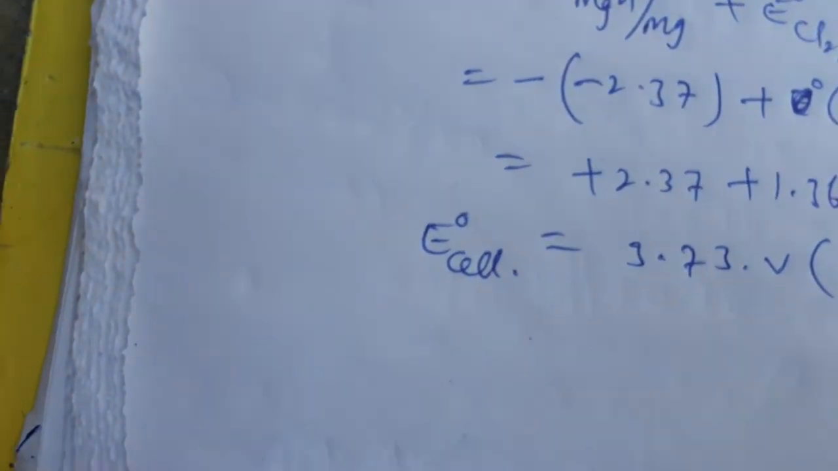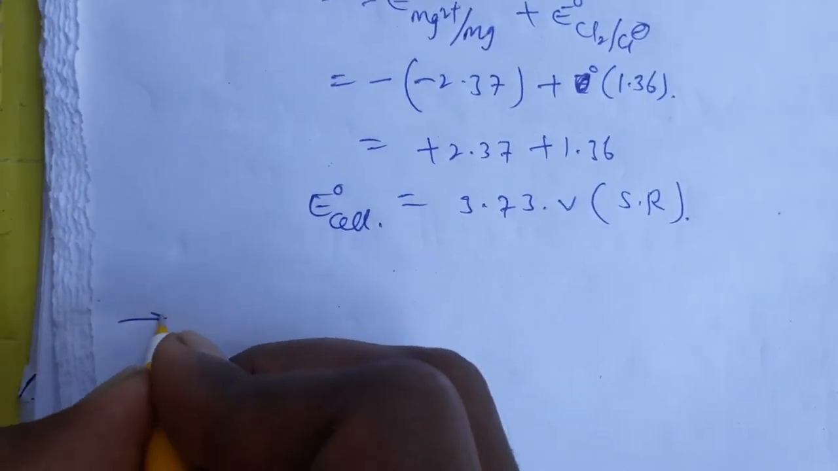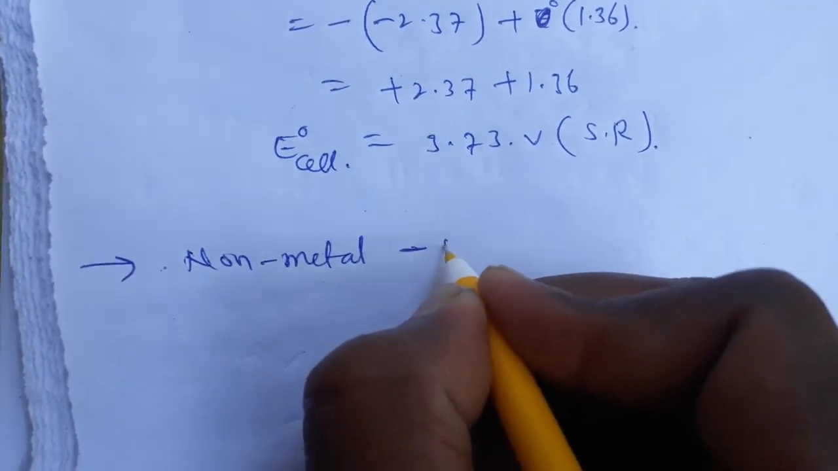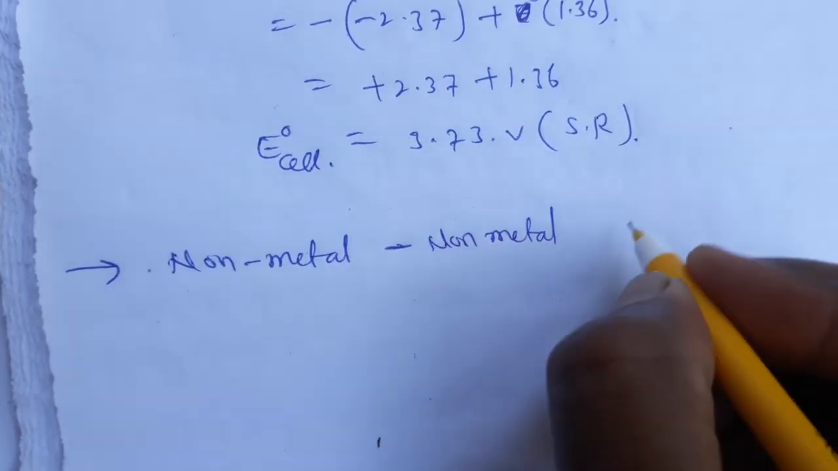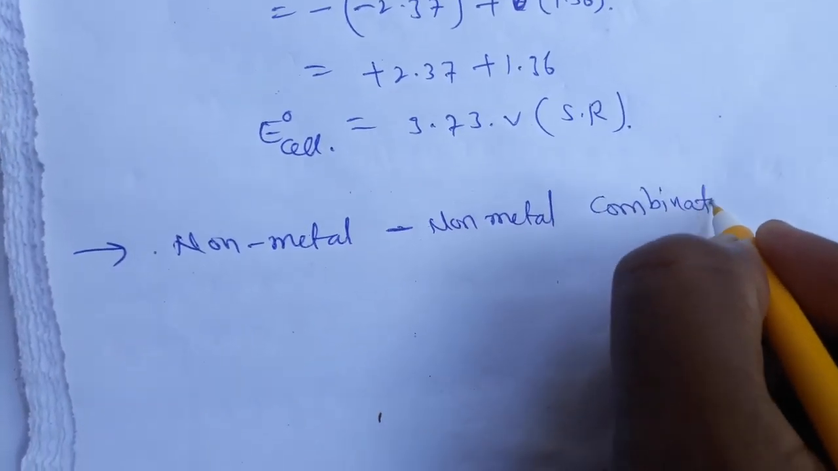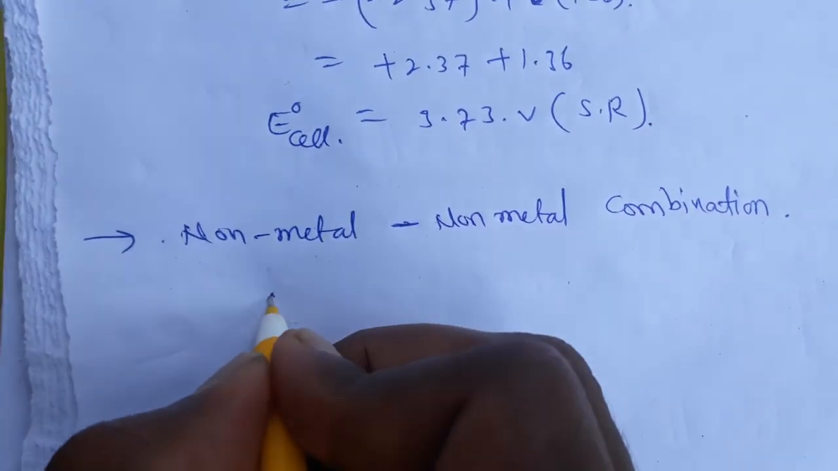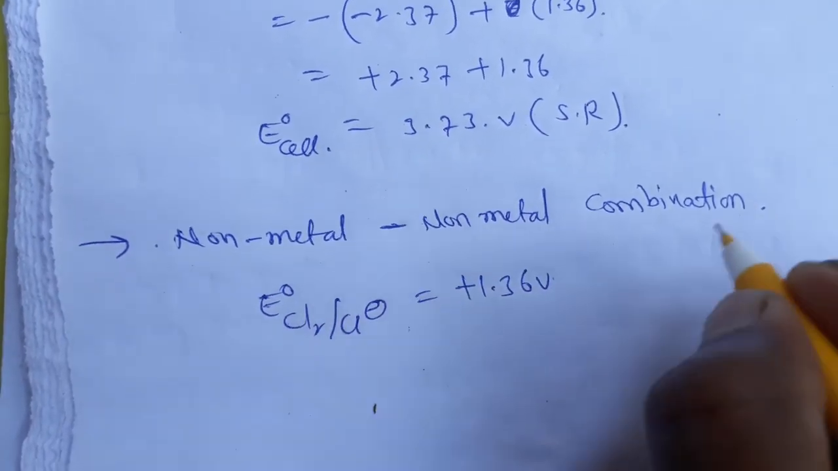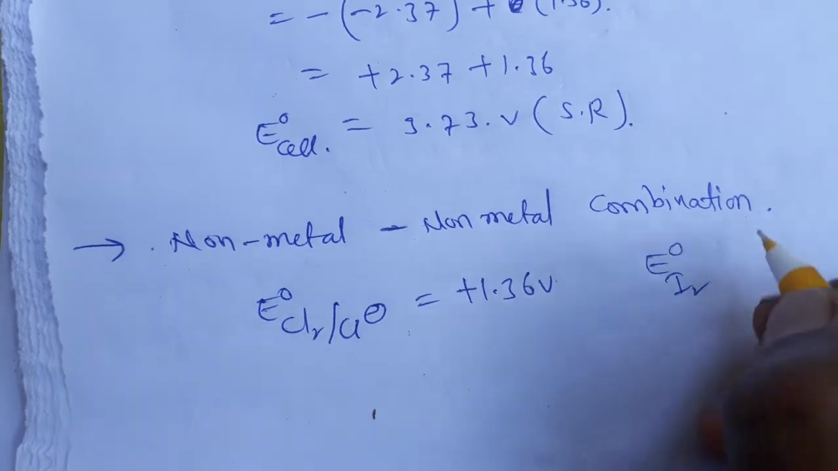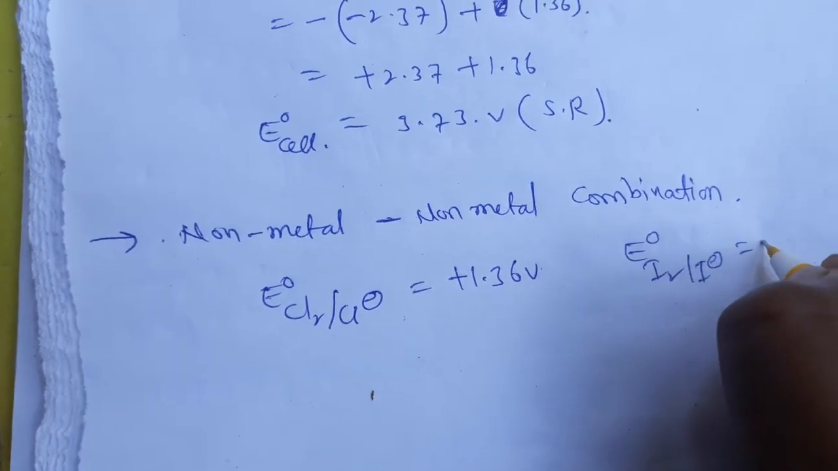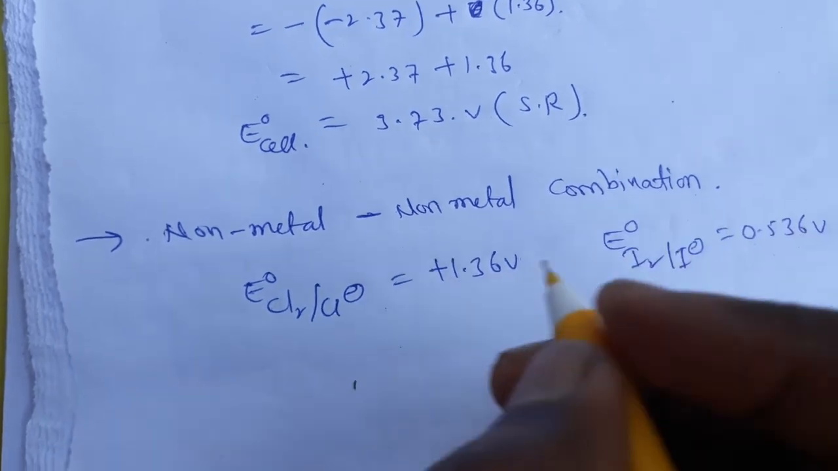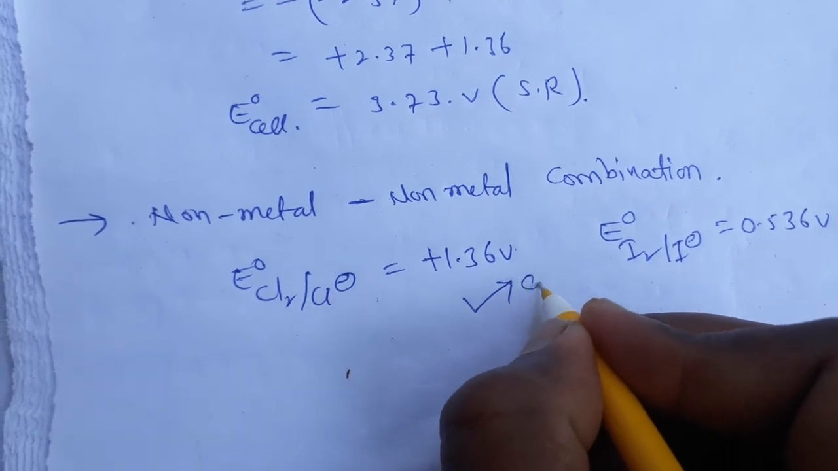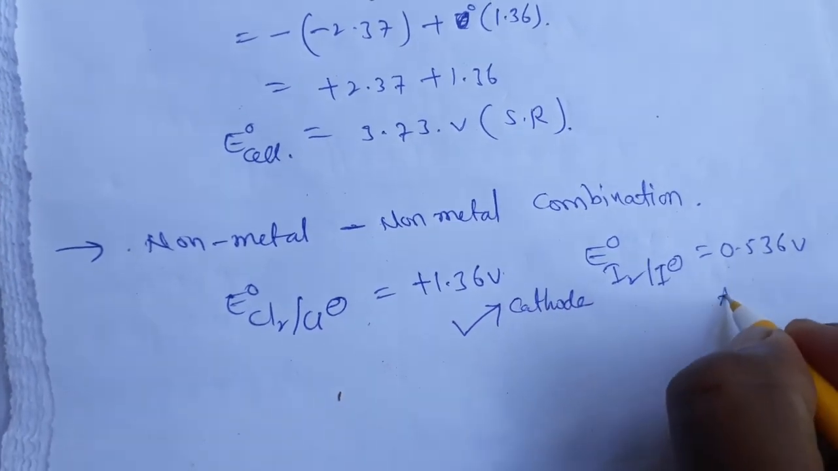So this is a spontaneous reaction. Another is non-metal combination. If you see the non-metals, E naught of Cl2 going to be Cl minus is plus 1.36 volts, and E naught of I2 going to be I minus is 0.536 volt. So which one is the higher value? Obviously 1.36 is the higher value, so it comes on the right side. So it is cathode, and obviously the other is anode.